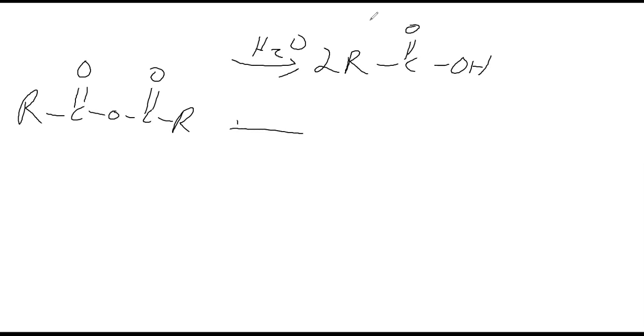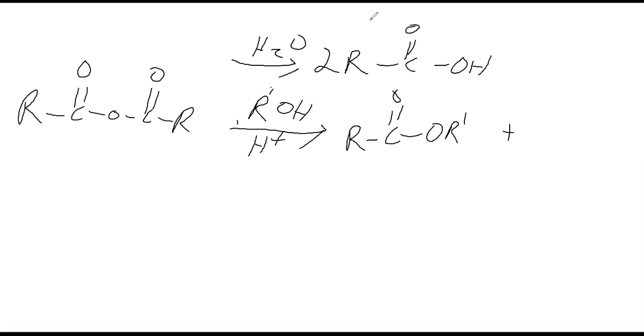If I mix in alcohol in the presence of acid, so we didn't have to add that acid when we added the acyl chlorides. But we're going to get a carboxylic, what? We're going to get an ester and our carboxylic acid.